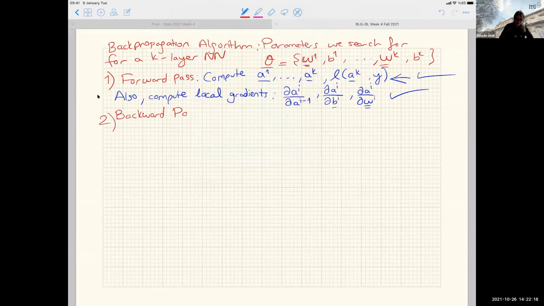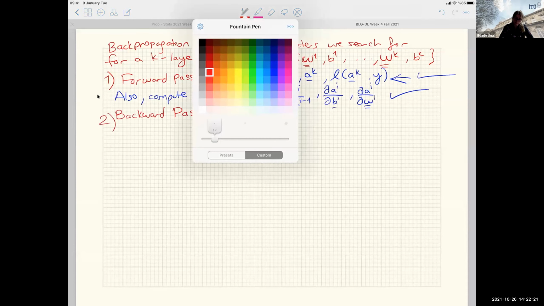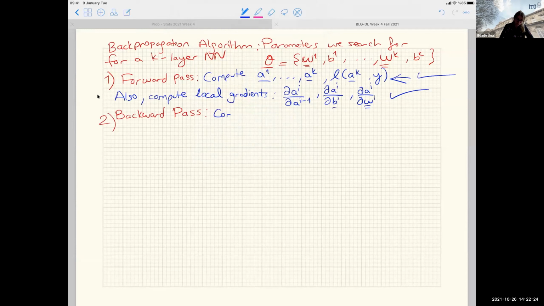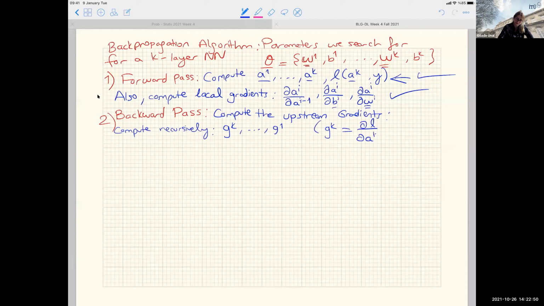Backward pass now entails computing the upstream gradients, okay? Compute the upstream gradients. Now, G_K, remember, compute recursively. So you start with G_K, of course, down to G_1. Remember, upstream gradients are these G_K, actually, del L by del A_K. Okay? And from here, remember, we get G_(K-1). From here, we get G_(K-2), etc.